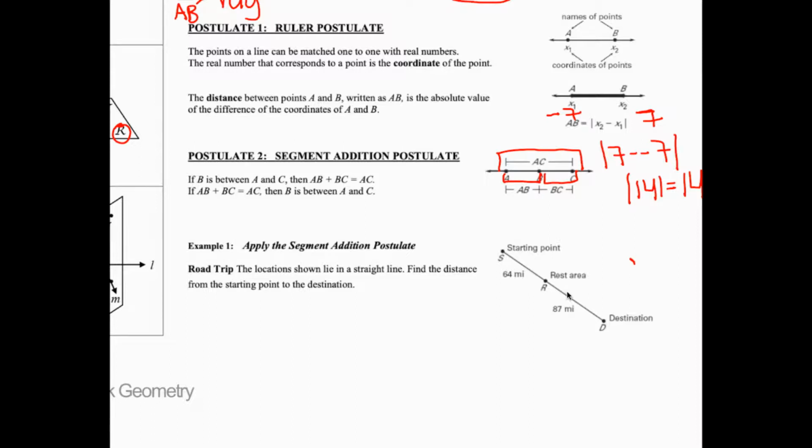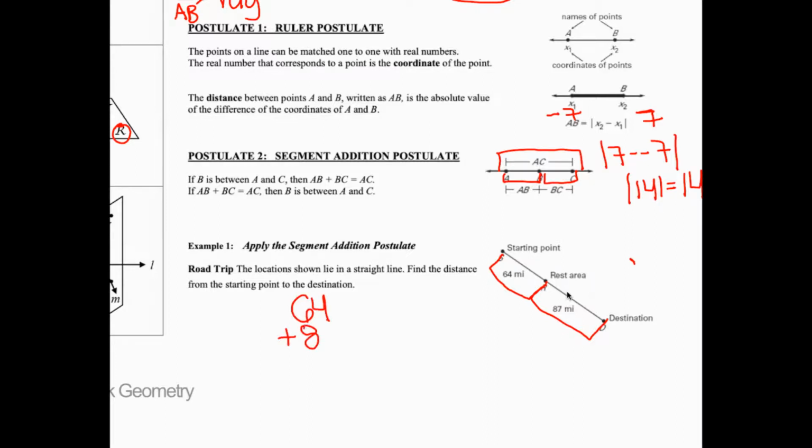So as an example for you, applying the segment addition postulate, the locations shown lie in a straight line. Find the distance from the starting point to the destination. So we know that we're going to be starting somewhere, and then we're going to stop at a rest area, and then we're going to start again and go to the destination. So to find the total distance, I have to add the distance of those two segments.